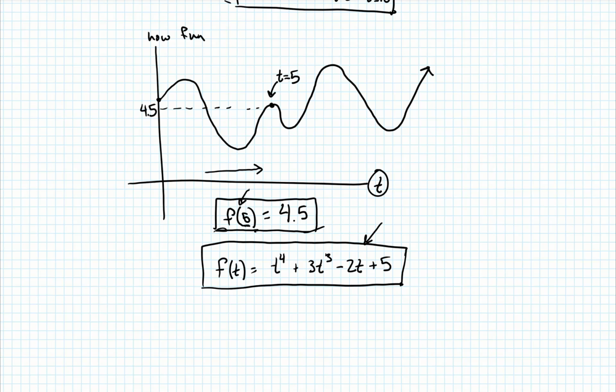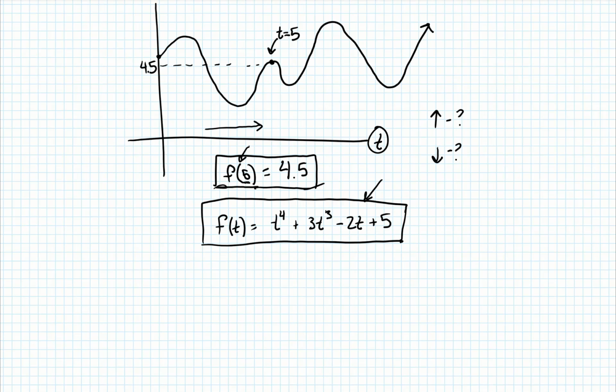As we approach this value 5, we want to know what happens to the value of the function. So as I'm approaching 5, what does this graph do? Does it increase? Does it decrease? Does it go towards 5? Does it go towards another number? We don't know. And so you may be asking, well, why does this matter?